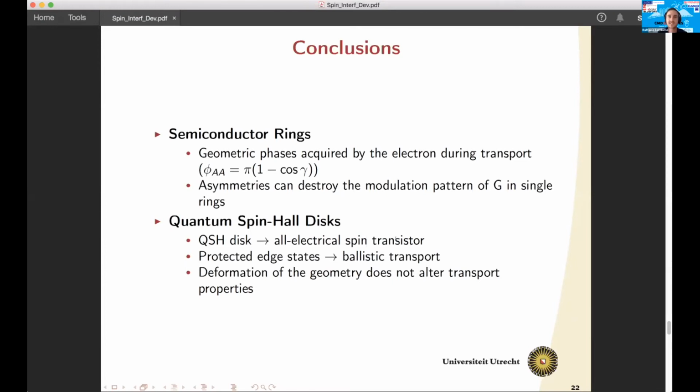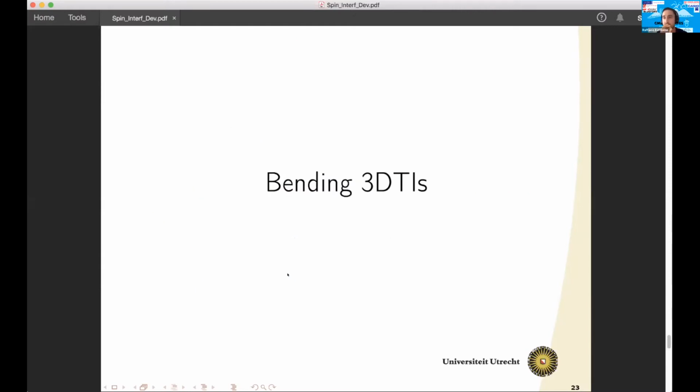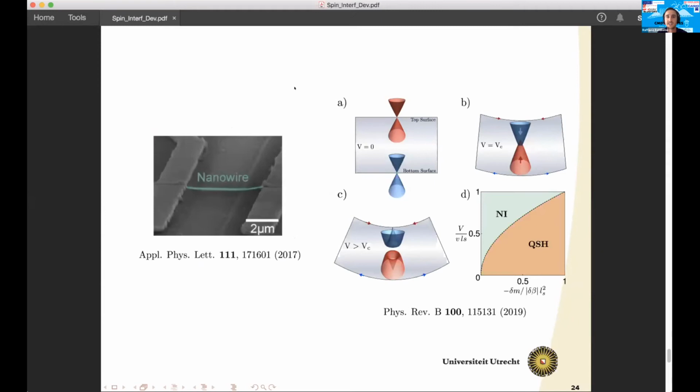Okay, I'll use 1 extra minute, since the title was also about bending 3D topological insulators. Here deformation of the geometry does not alter properties, but in a separate work we investigated what happens when we deform 3D topological insulators. These are 3D materials which have non-trivial topology and host Dirac cones on the surfaces. What we have seen is that by bending these systems in a non-uniform way, we can tune the hybridization gap that we find between these two cones, in such a way as to change the topology of the system.